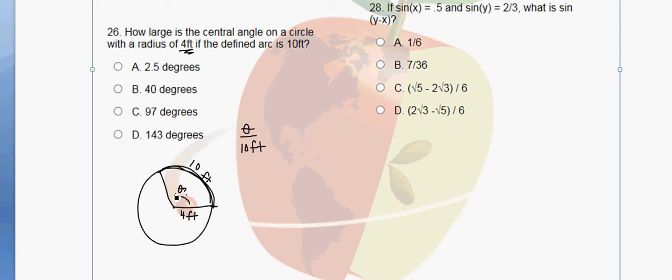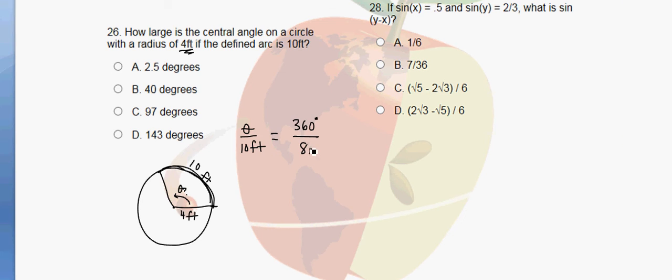So I'm thinking about the amount of the angle around the circle is to the amount of arc around the circle. So theta is to 10 feet as all the way around the circle, 360 degrees, is to the full circumference of this circle. The circumference of this circle is 2 pi r, or in this case, 8 pi.